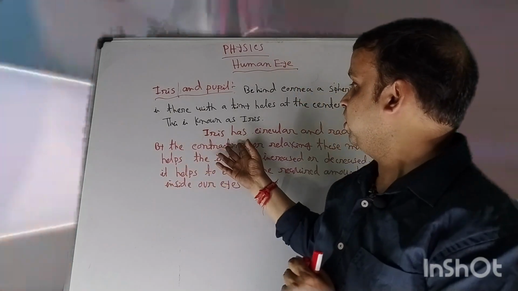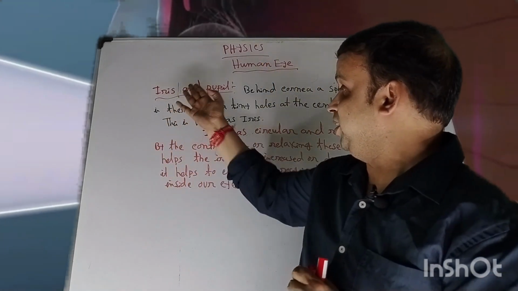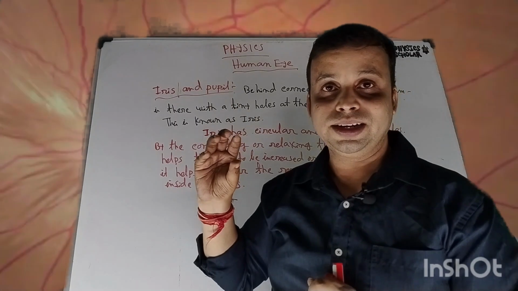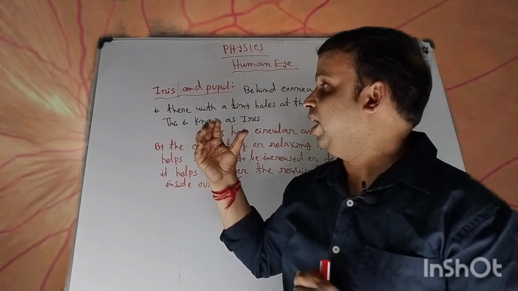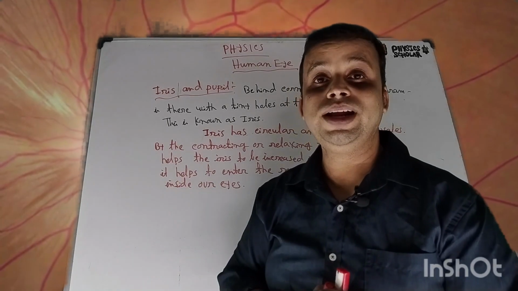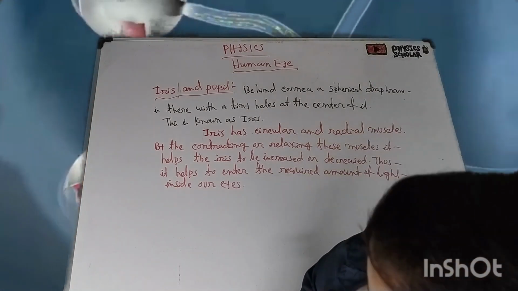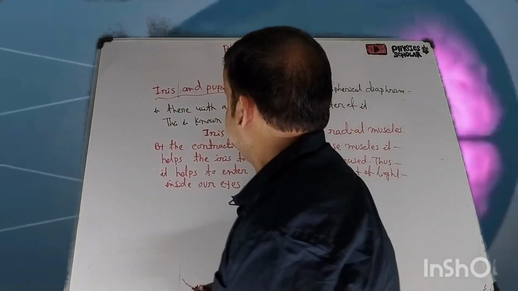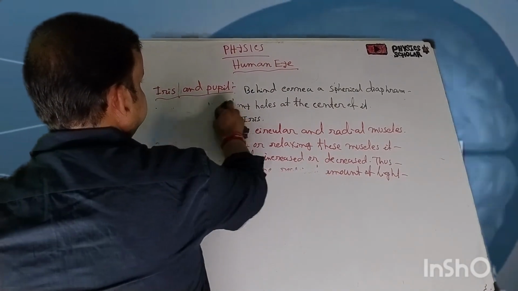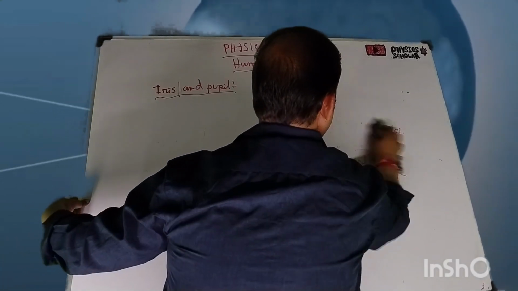Clear? So by contracting or relaxing the muscles of the iris, the size of the pupil will increase or decrease, and thus it will control the amount of light which will enter inside our eyes. Clear? So now let us move to the next topic. So what is the pupil? Already I have told.